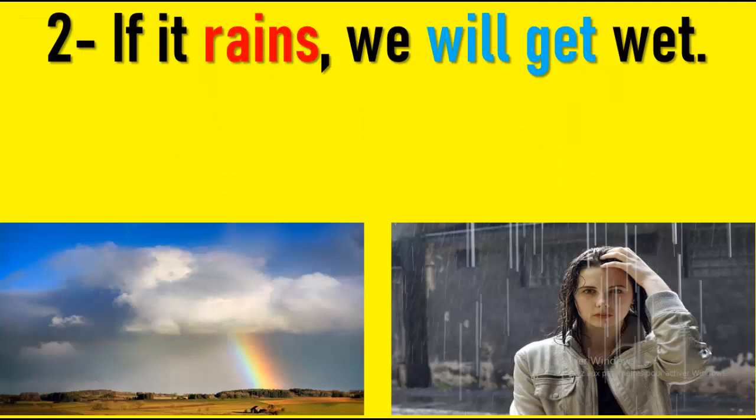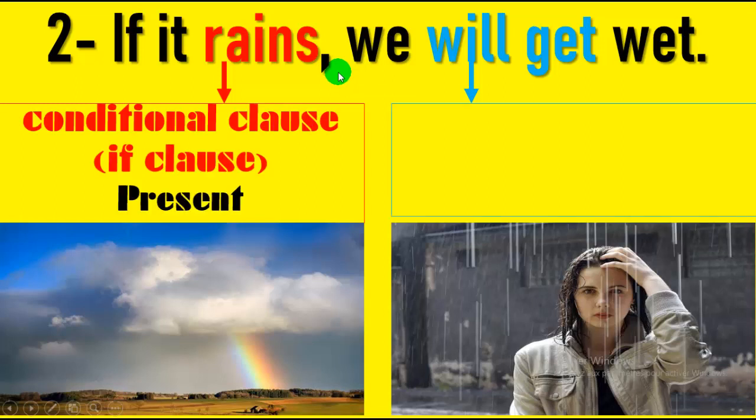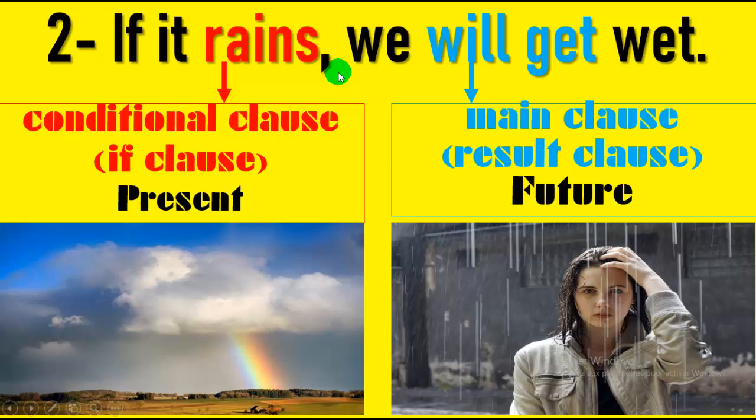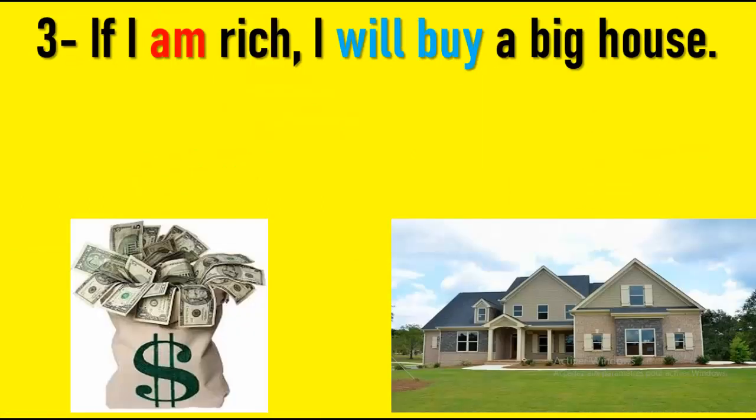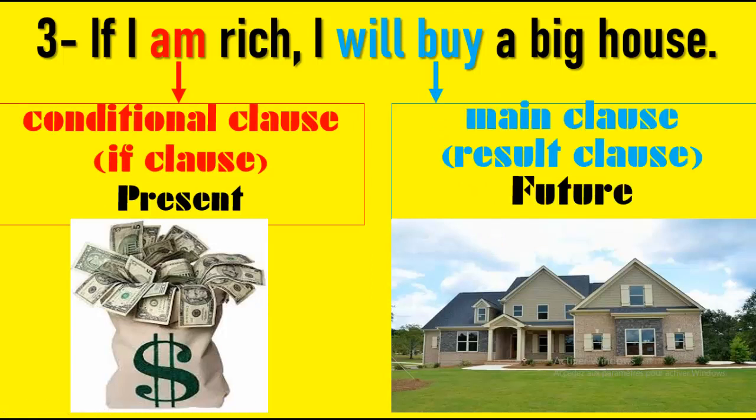Example number 2. If it rains, we will get wet. If it rains, result, we will get wet. So here also we have two parts divided by a comma. Number 1 is the conditional or if clause, and it is in the present again. Here also the main clause, result clause, is in the future. Example number 3. If I am rich, I will buy a big house like this one here now. Here also the same. You have the if clause in the present and you have the main clause in the future.